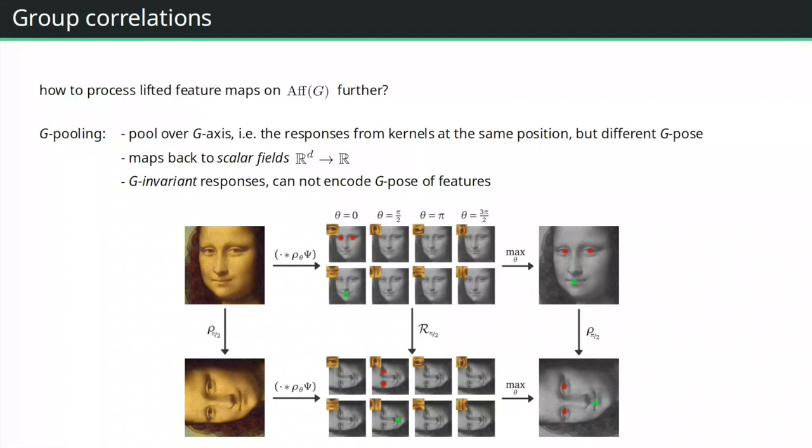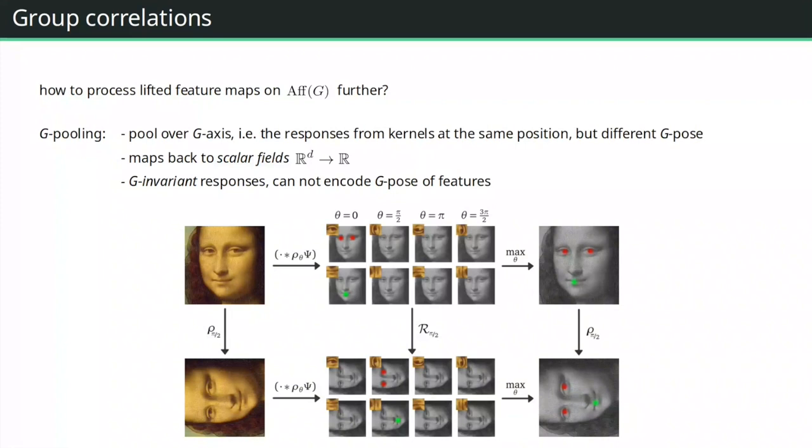The first idea which many people had was just to do G pooling, which means you have these four rotation channels, for instance, and then you pool over these four rotations. And what you get is an invariant response, since if you have a feature at a certain position, and this feature rotates and you apply these rotated kernels and pool over the responses, you will get out an invariant response. Even if it's equivariant in the middle layer, you will in the end have something invariant. So this operation maps back to scalar fields. The notation here is from an old paper, so this capital Psi should be a kernel, so ignore that, please.